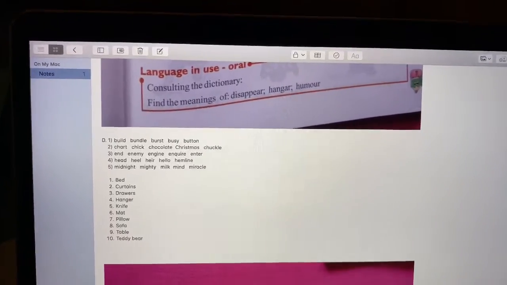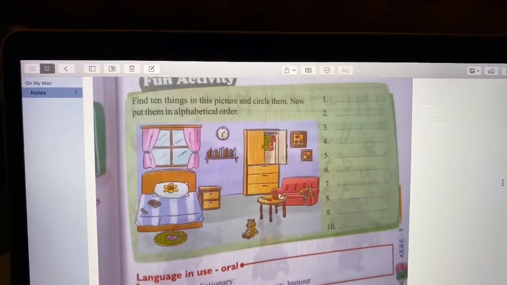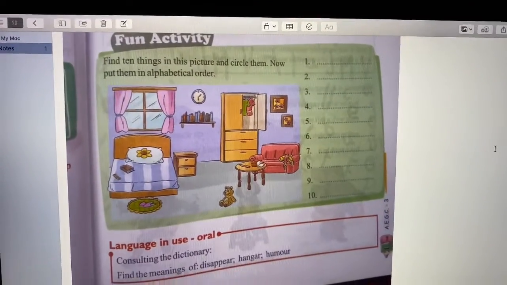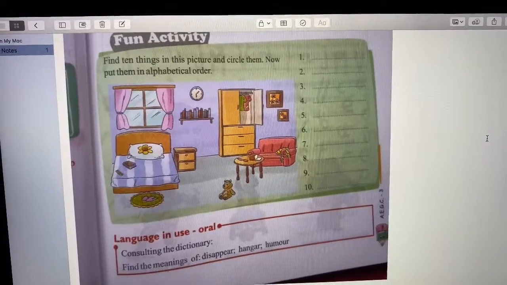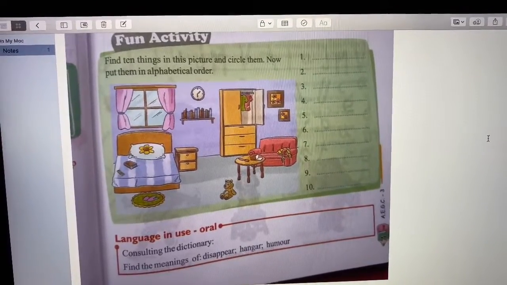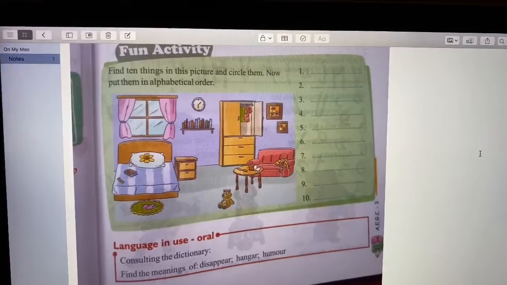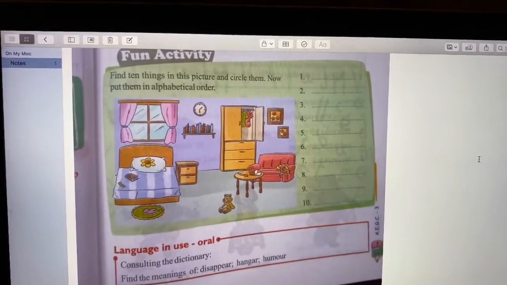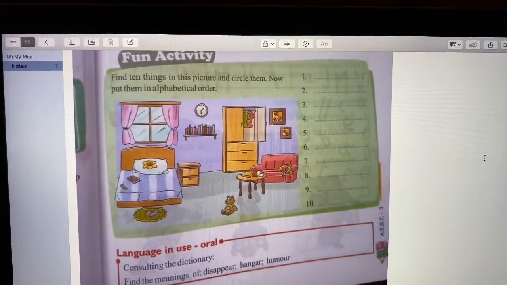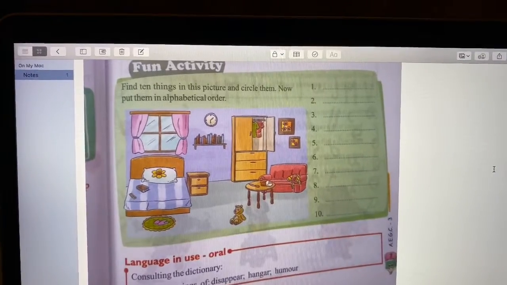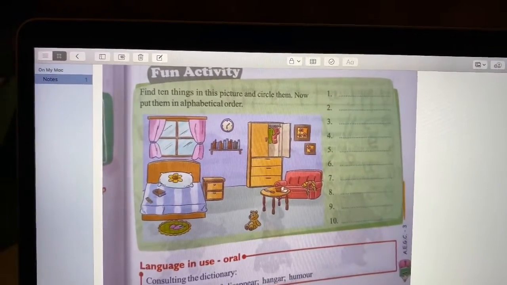All right. Now in the next exercise over here, it says it's a fun activity. Find 10 things in the picture and circle them. Now put them in alphabetic order. So first you have to find the things in the picture, write them down in the box over here. And once you've done that, you have to put them in alphabetic order.